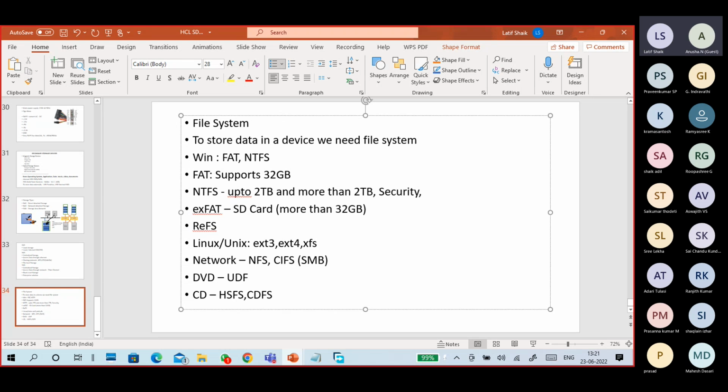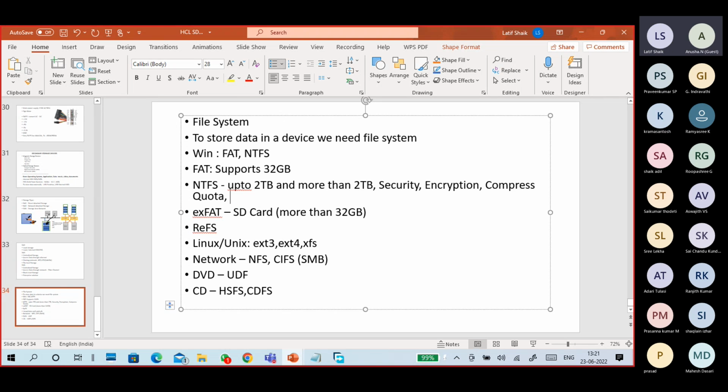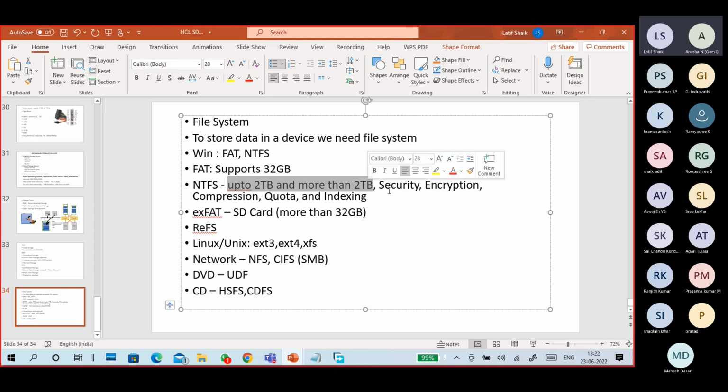It contains security, encryption, data compression, and quota. Okay, so totally five things: security, encryption, compression, disk quota, and indexing. These are the main features of NTFS. Okay, it supports more than 2 terabytes and it provides security, encryption, compression, quota, and indexing.